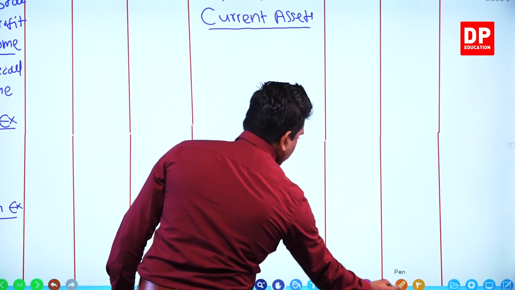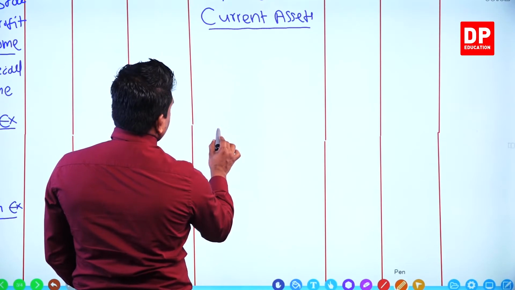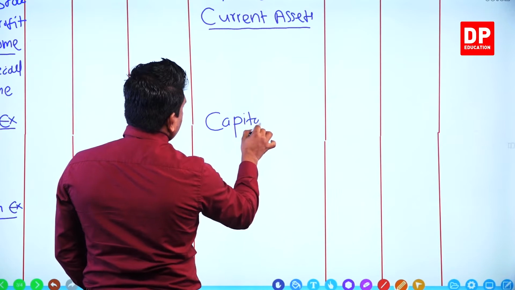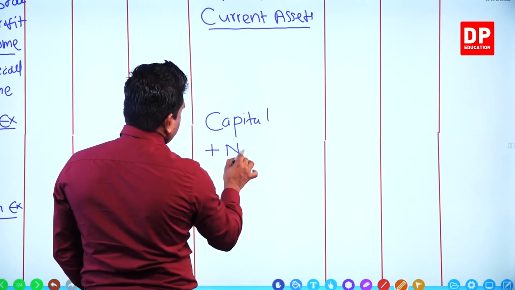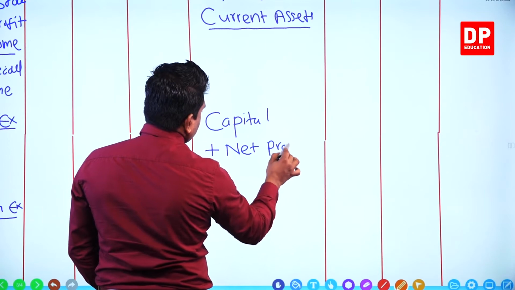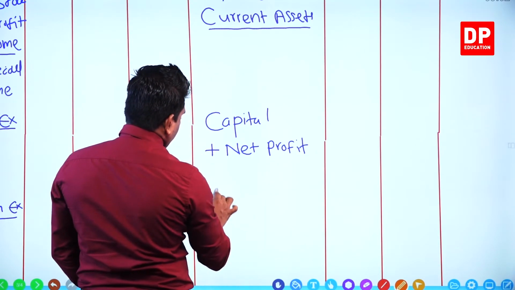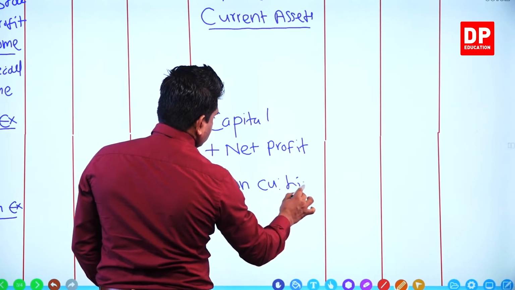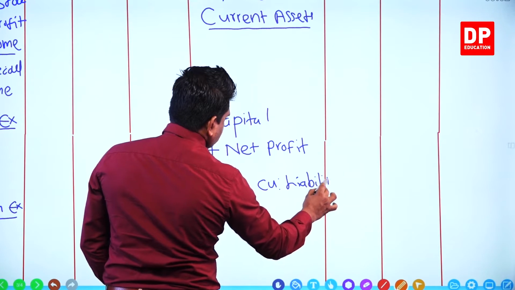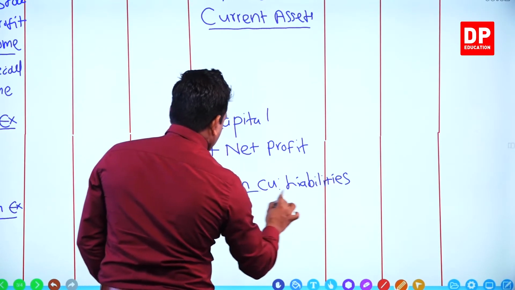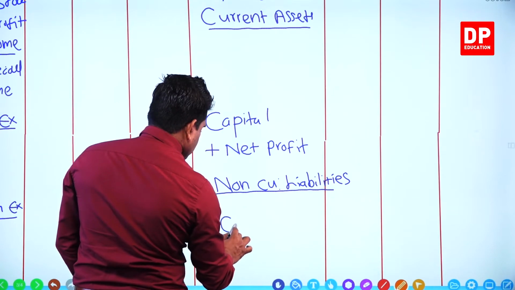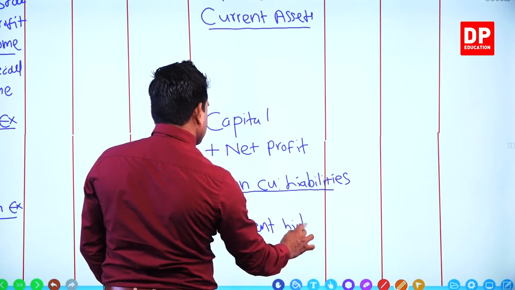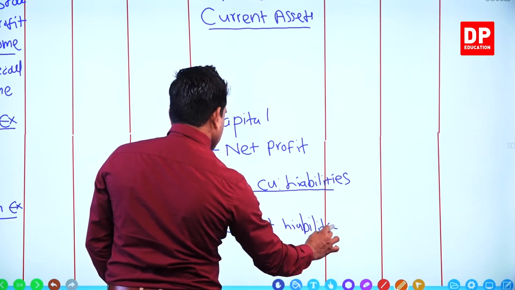Then we can start what? Capital. Under the capital we put net profit. Then non-current liabilities, only one line. Then current liabilities. Okay.